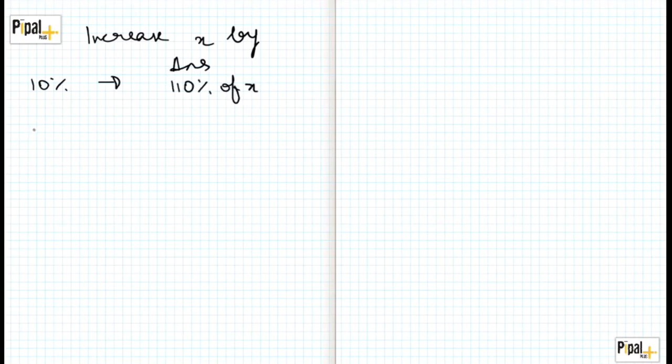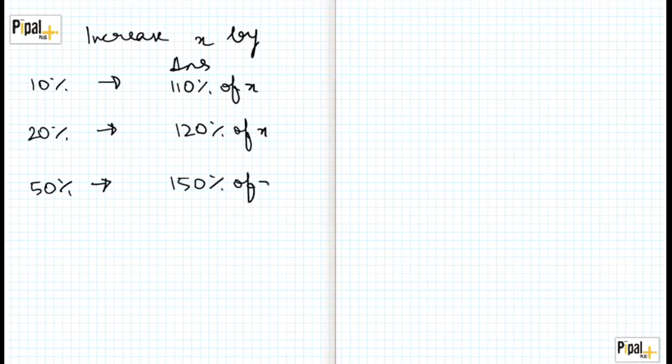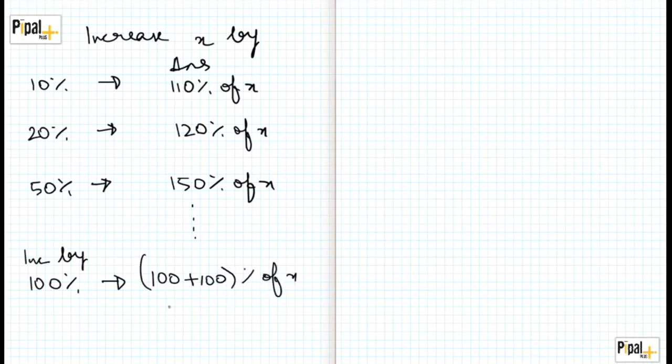If I'm asked to increase x by 20%, then my answer is going to be 120% of x. If I'm asked to increase x by 50%, then my answer is going to be 150% of x, and so on. Interestingly, if I'm asked to increase x by 100%, then my answer is going to be 100% plus 100% of x, or 200% of x.